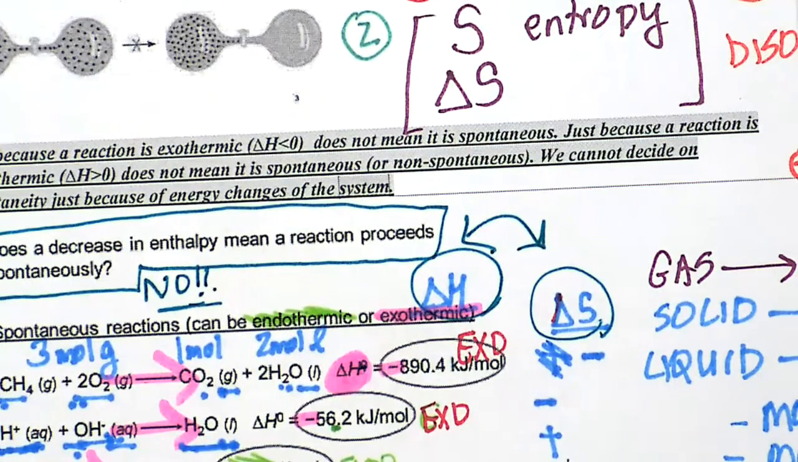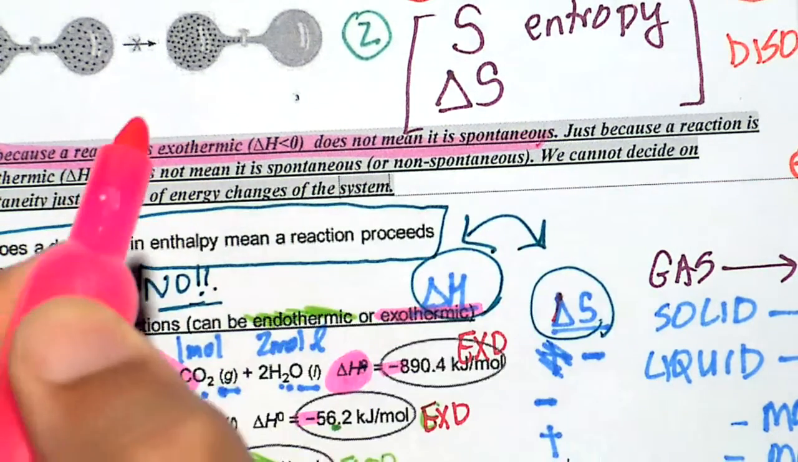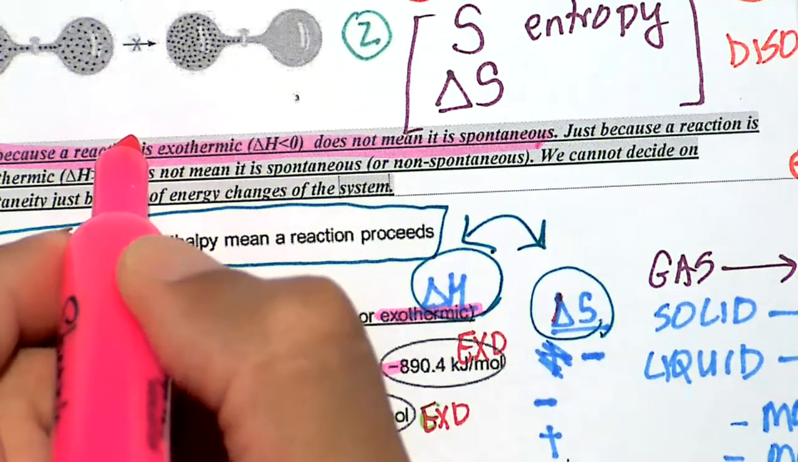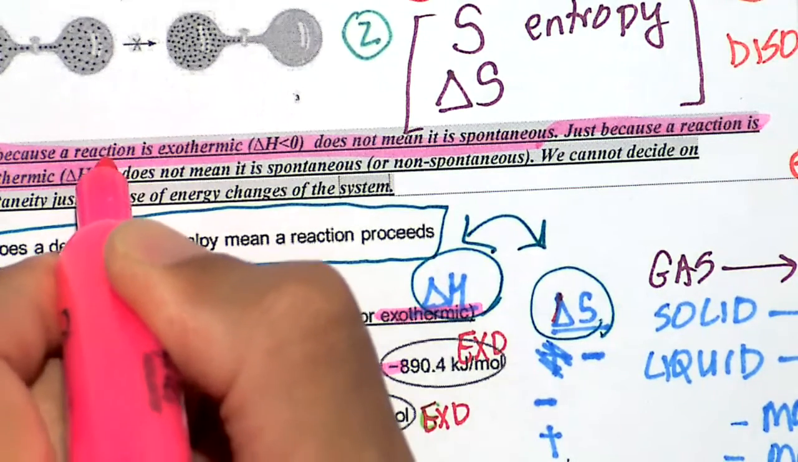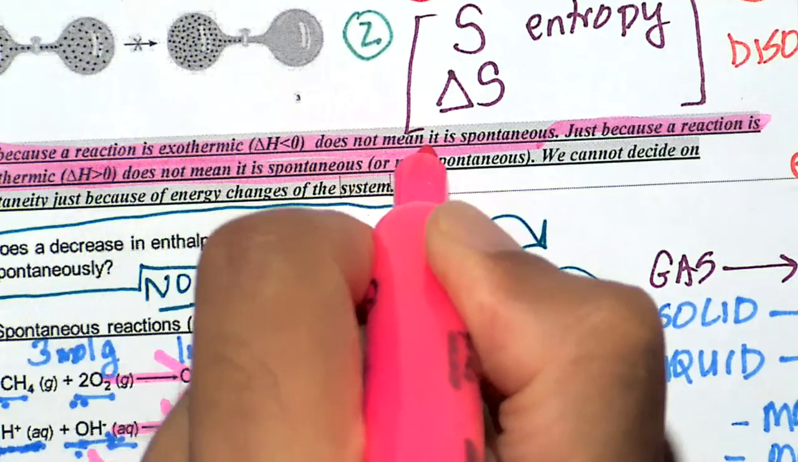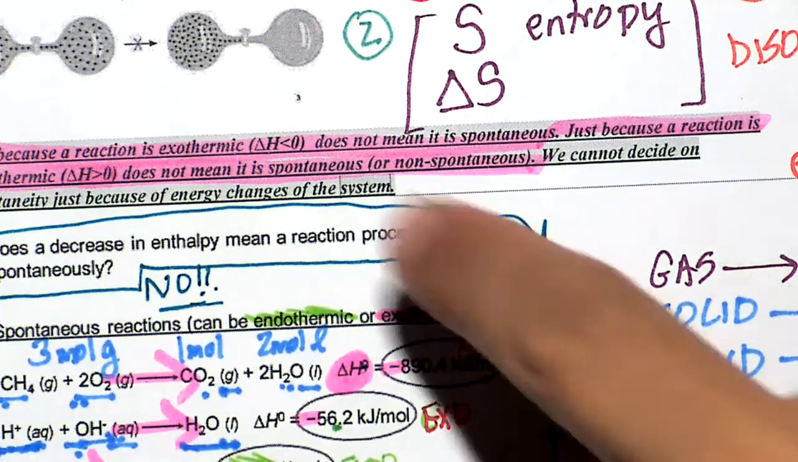Let me just read this out to you guys. Just because a reaction is exothermic does not mean it's spontaneous. Exothermic meaning delta H is negative. And just because a reaction is endothermic, delta H is positive, does not mean it is spontaneous or non-spontaneous. Okay, that's the take-home point of all of this.